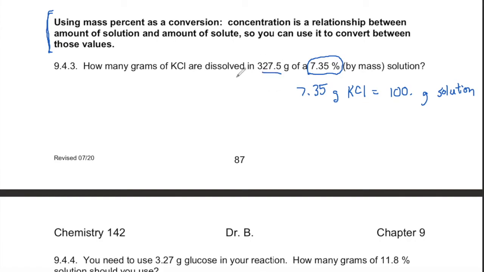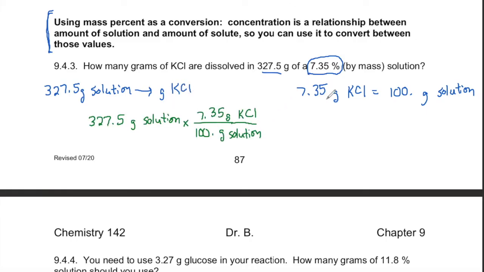What the problem wants us to do is convert. We have 327.5 grams of solution, and we want to convert that to grams of potassium chloride. So let's go ahead and express this relationship as a conversion factor. We'll put grams of solution on the bottom, grams of potassium chloride on top, and we get 24.1 grams of potassium chloride are in 327.5 grams of the mixture.